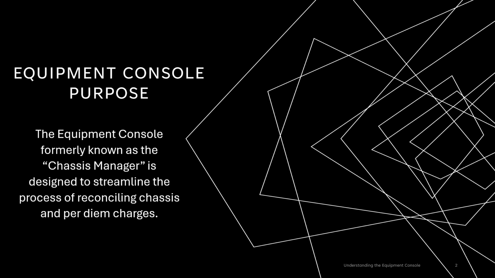The equipment console, formerly known as the chassis manager, is designed to streamline the process of reconciling chassis and per diem charges. Agents are expected to invoice chassis charges on the freight bill under daily chassis charges. However, if they're unable to do so, the equipment console allows the agents to easily answer for chassis and/or per diem charges and see the status of each charge.